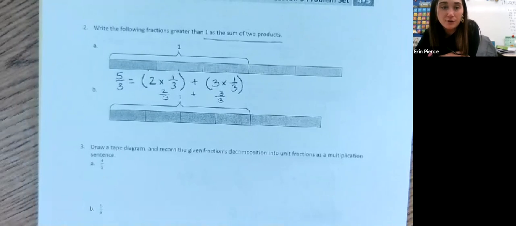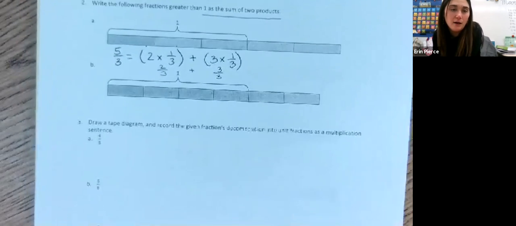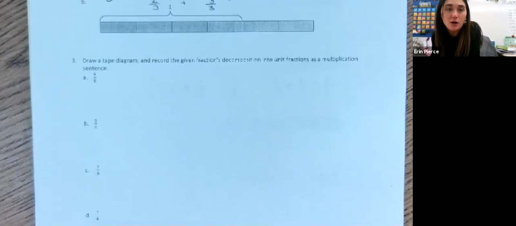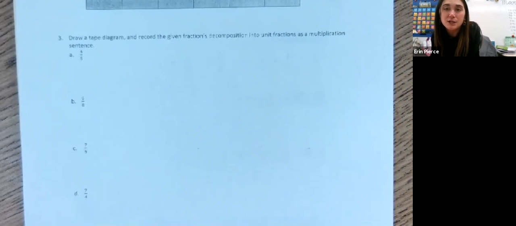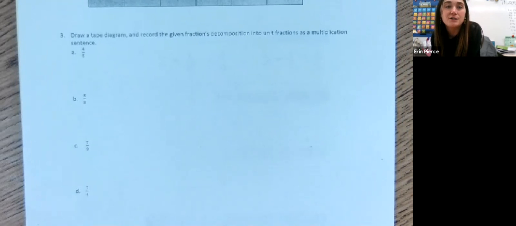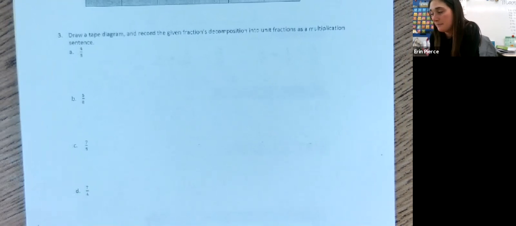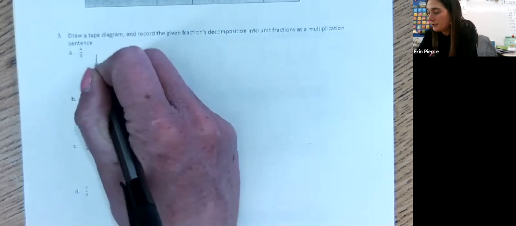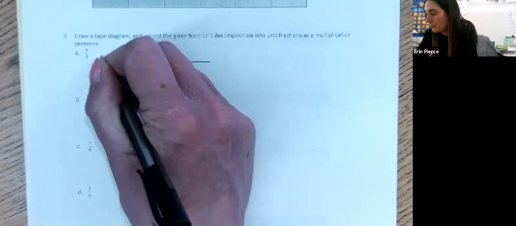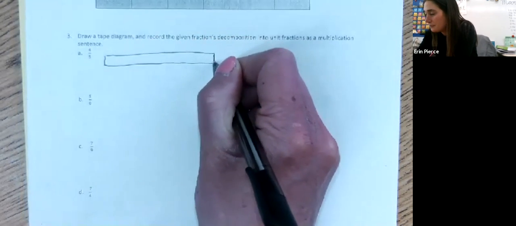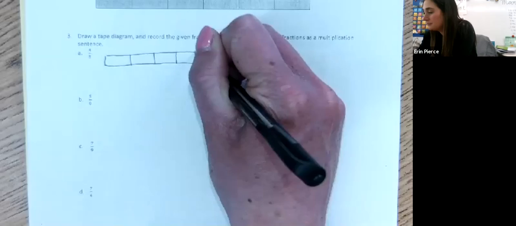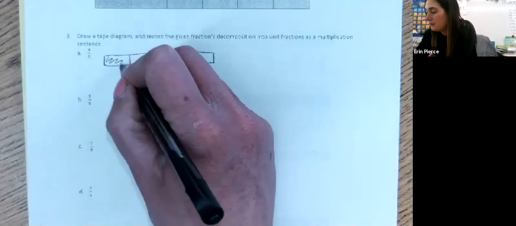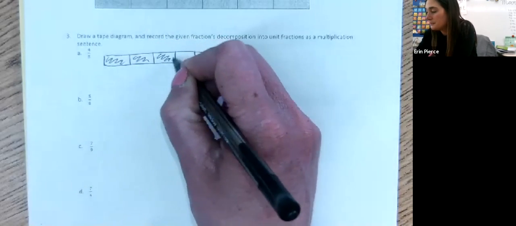You're going to do B on your own. And then on the third part, it says draw a tape diagram and record the given fraction's decomposition into unit fractions as a multiplication sentence. So I will do A, 4/5. I'm going to draw my tape diagram because that's part 1. I'm going to split it into 5 equal parts. And I'm going to shade in 4 parts.